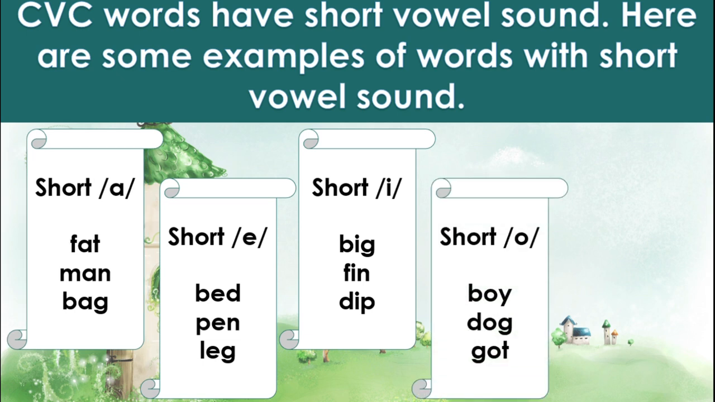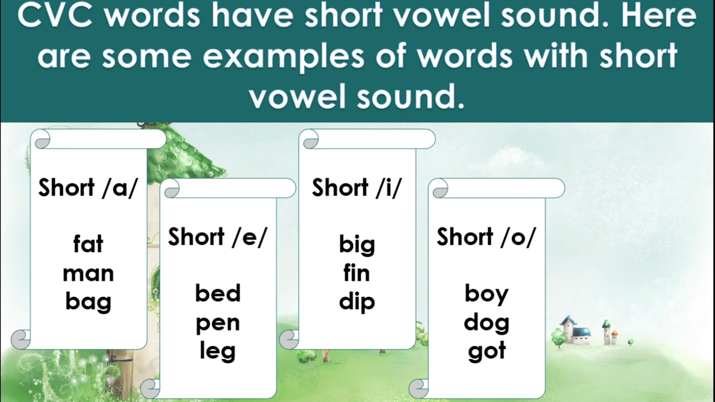Let's have the next short vowel sound. We have the short O. Short O sound has two sounds. The first one is o. Will you repeat? o. For an example, boy, dog. And the next short O sound is o. Again, o. Very good. Here is an example. Got. Again, got. Very good.